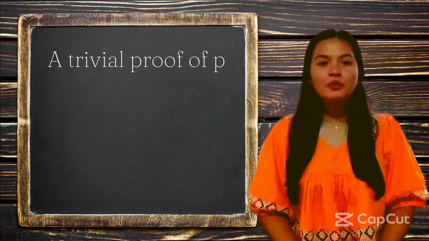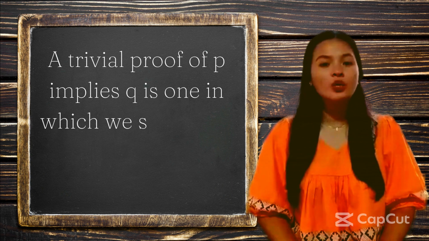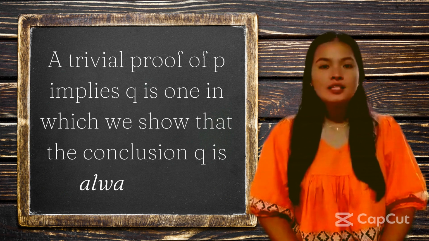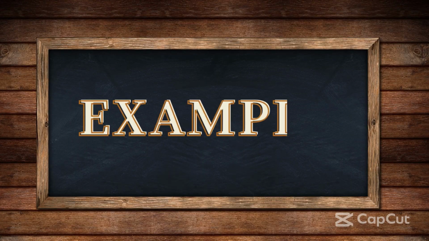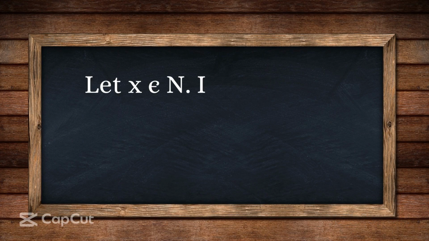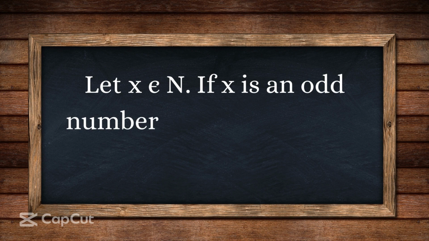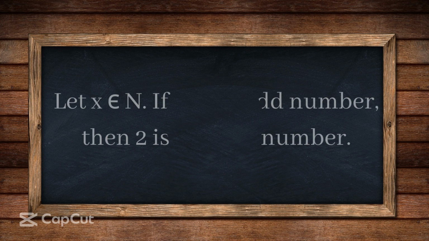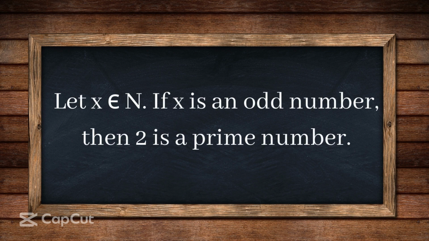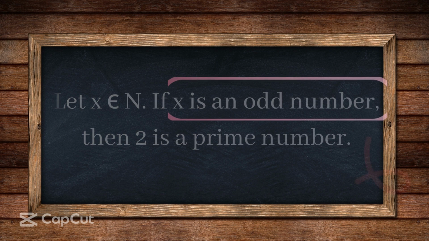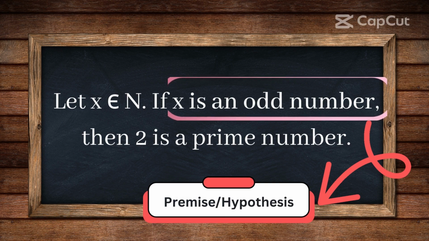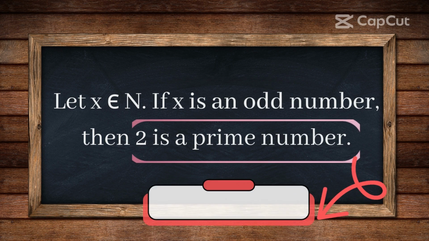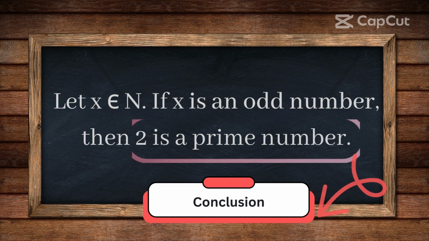So a trivial proof of P implies Q is one in which we show that the conclusion Q is always true. So for example, let x be an element of natural numbers. If x is an odd number, then 2 is a prime number. This statement is an if-then statement. So first, we should look at our conclusion to see if it is true so that we can use trivial proof. Our premise here is x is an odd number, and our conclusion is 2 is a prime number.